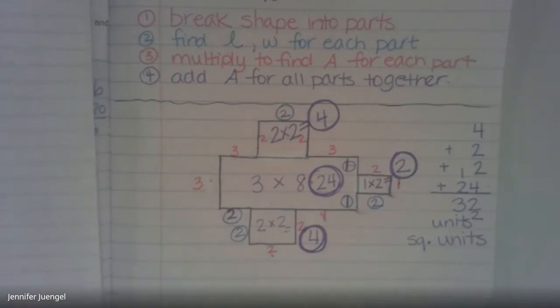So friends, as you go off to practice this today, remember your 4 steps. Try to see how you can easily break your rectilinear shape into smaller, easier to manage parts. Find the length and the width for each small part. Then do the area formula, area equals length times width. And then in order to find the area for the entire shape, you add those smaller areas together.